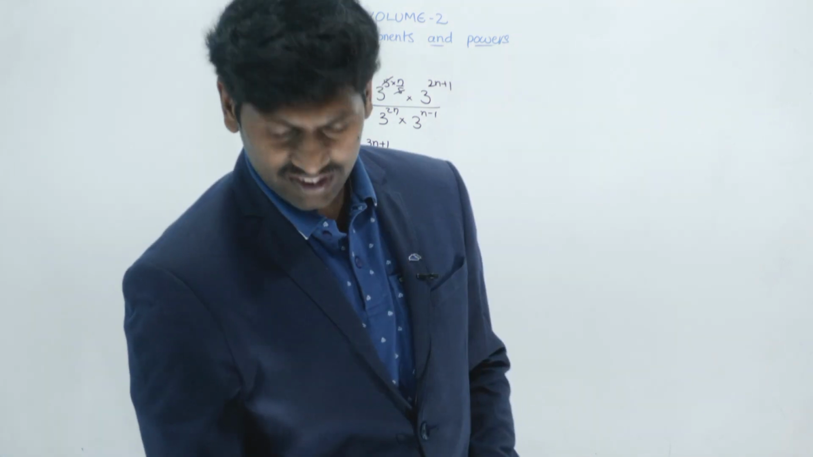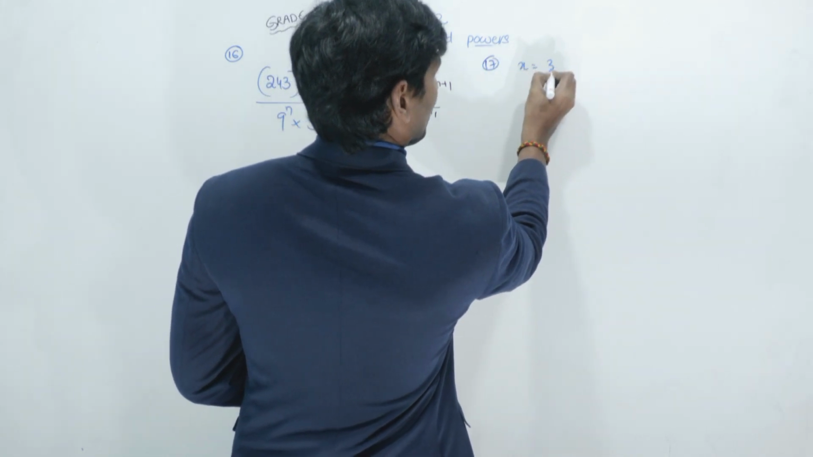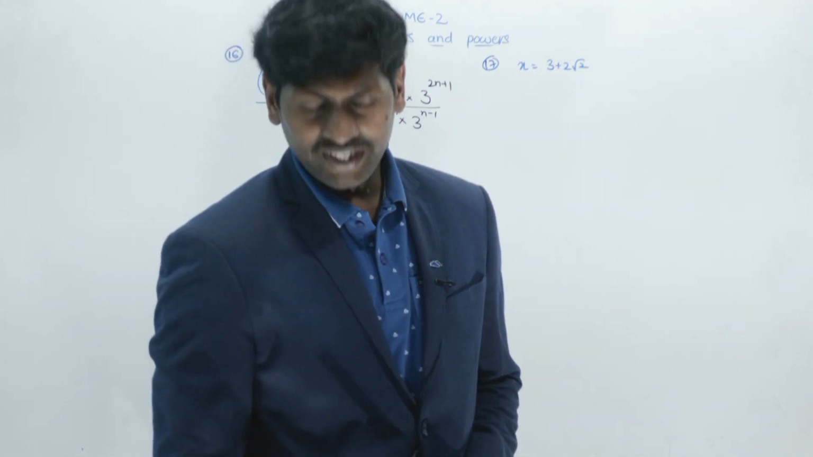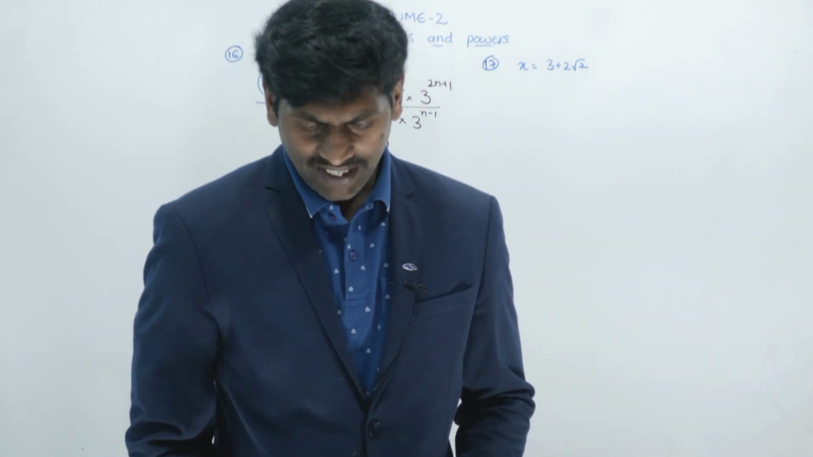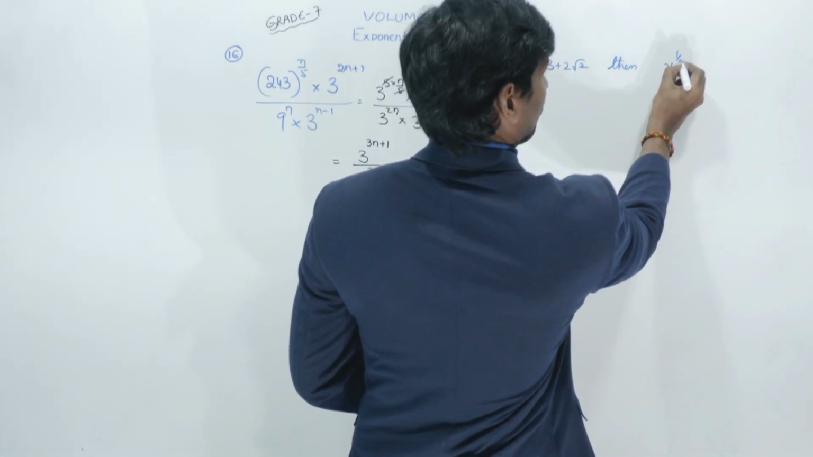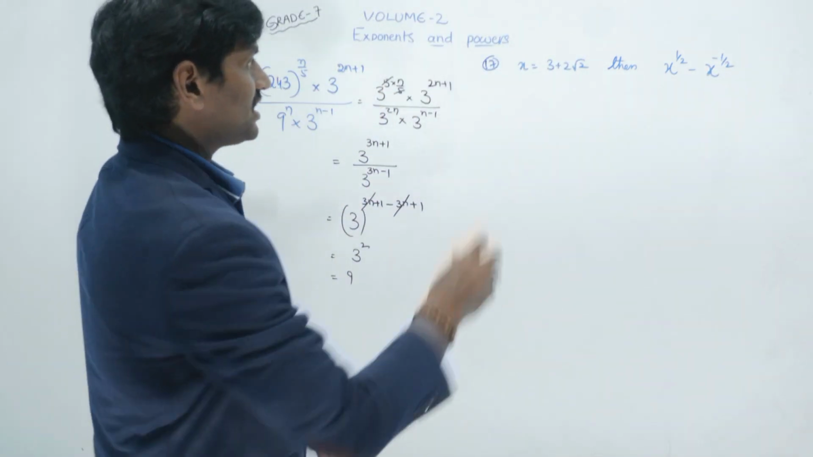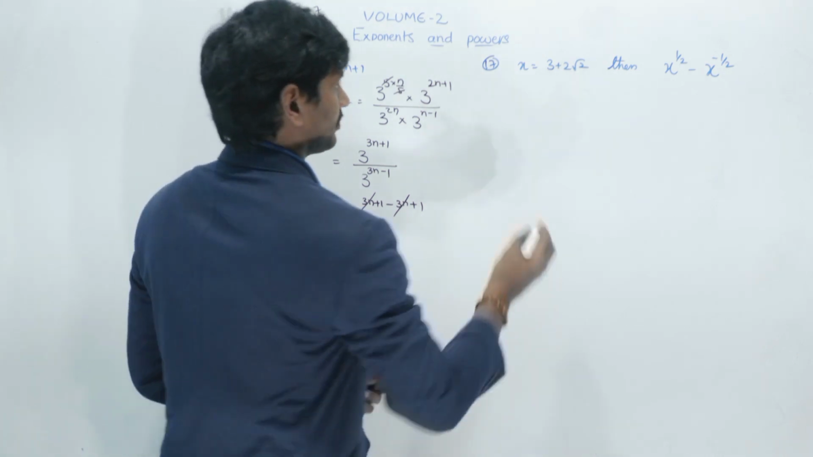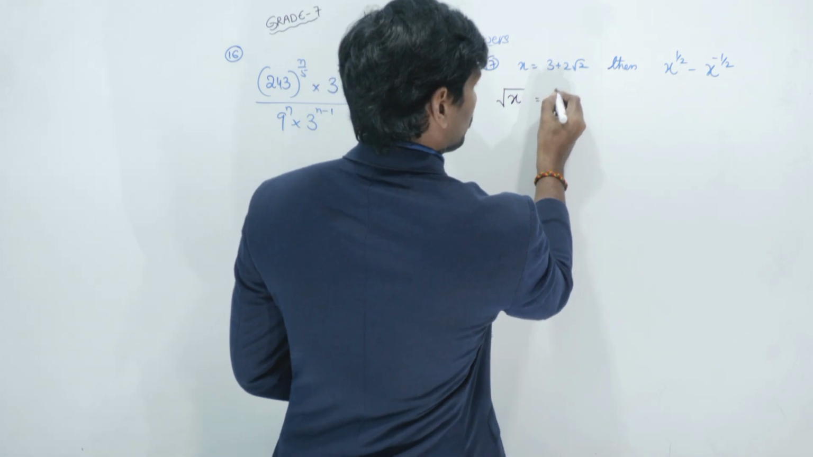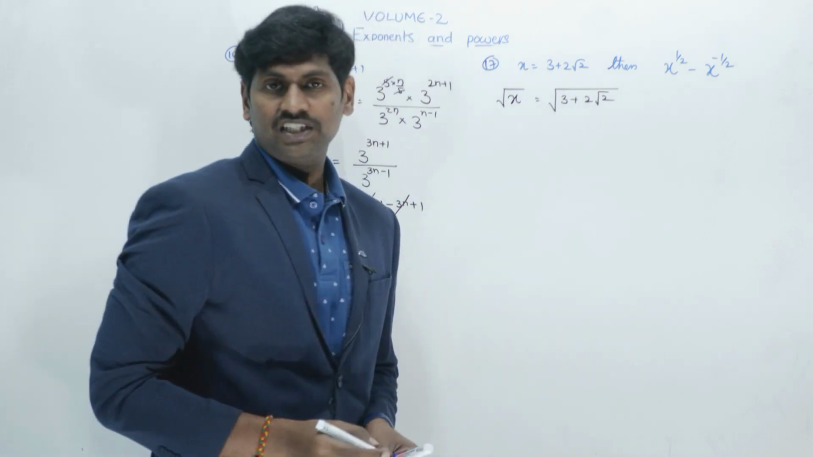The x value is 3 plus 2 root 2. And then we need to find x power 1 by 2 minus x power minus 1 by 2. What do we have to find? x power 1 by 2 value we should find, and x power minus 1 by 2 also we should find. Let us try to find x power 1 by 2. x power 1 by 2 is nothing but square root of x, that is nothing but square root of 3 plus 2 root 2.